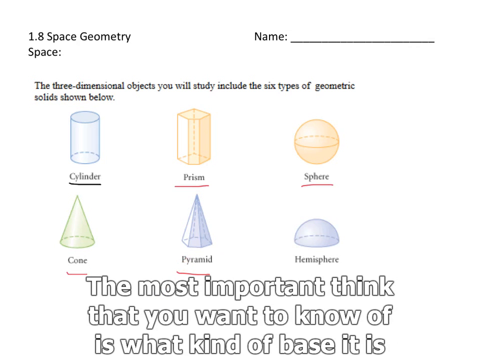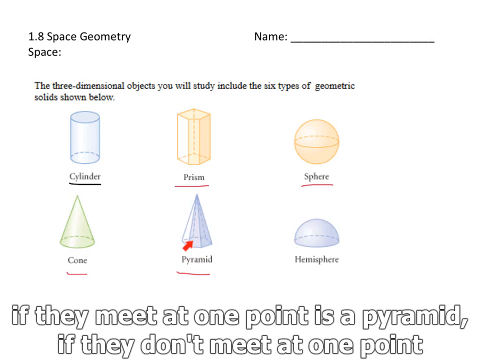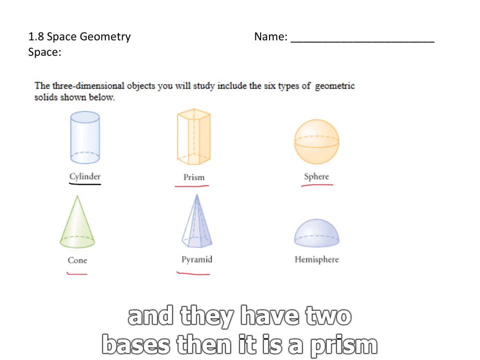So the most important thing that you want to know of is what kind of base it is, and if they meet at one point, it's a pyramid. If they don't meet at one point and they have two bases, then it's a prism.